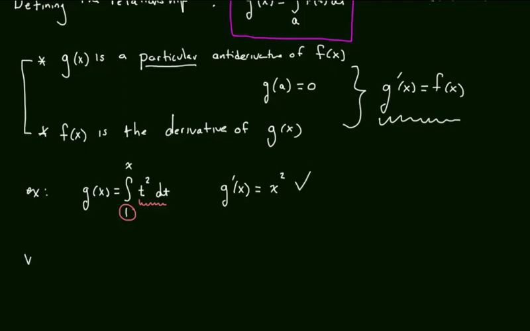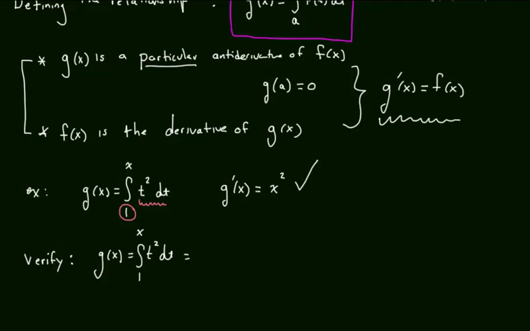I want to verify that this is true. Now, verification is not, I repeat, not something I'm asking you to do. I will do it in the notes so that you can put your mind around this and really cement the concept. So here, g of x is equal to the integral from 1 to x of t squared dt.